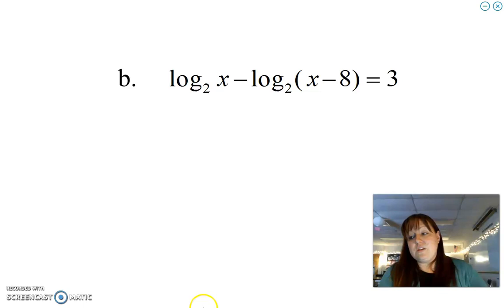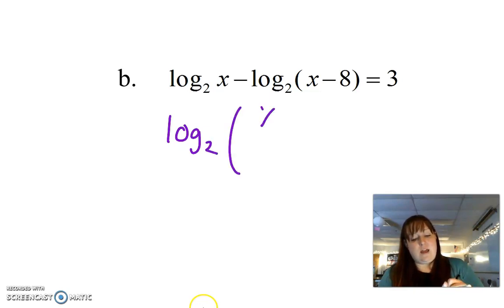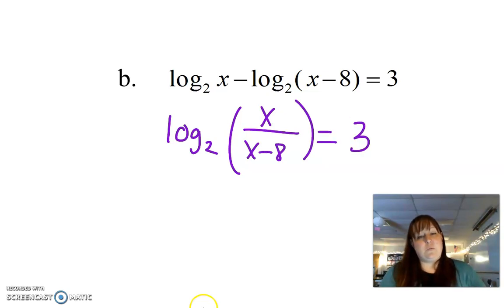Okay, now this one, we have to figure out what we want to do first. Well, we have two log base 2's, so let's go ahead and get those together and start there. So this would be log base 2 of x divided by x minus 8, because that's one of the properties of logs, and when we're subtracting we can just divide those.